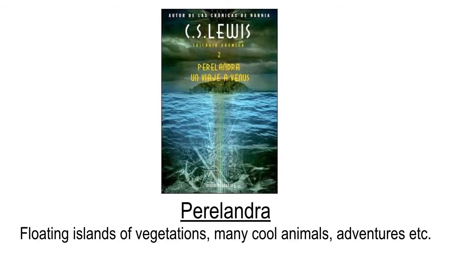Now, you may have read this book by C.S. Lewis called Perelandra. It's kind of a science fiction book, and it's about a guy that goes to Venus. Now this is before anybody knew anything about Venus, so it was all speculation. On this planet, there were floating islands of vegetation and all kinds of cool animals and, of course, adventures. And he has to rescue somebody and all that kind of stuff.